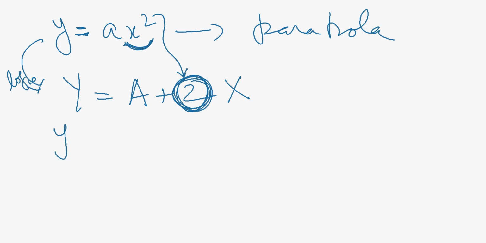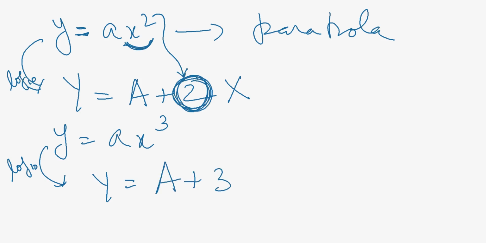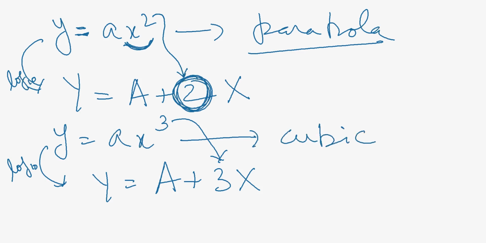Yeah. When we have a cubic function ax cubed, and we applied the log to the base 10, capital Y will still be a straight line, but the slope will change to 3. Do you get that? Yeah. So this is a parabola. This is a cubic. You know this word, right? It's a cubic function, because of the rise to the power of 3.